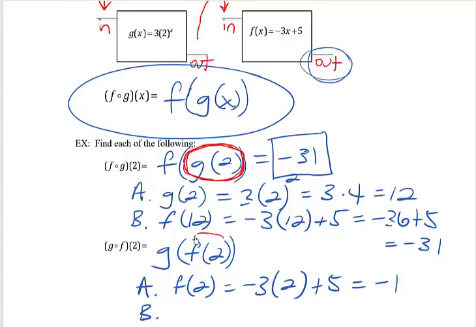Negative 1 is essentially the red circle number this time, and I'm to stick that into the g function. So I'm to do g of negative 1. That was the exponential function, so 3 times 2 to the negative 1. Let's see, how should I work that out?